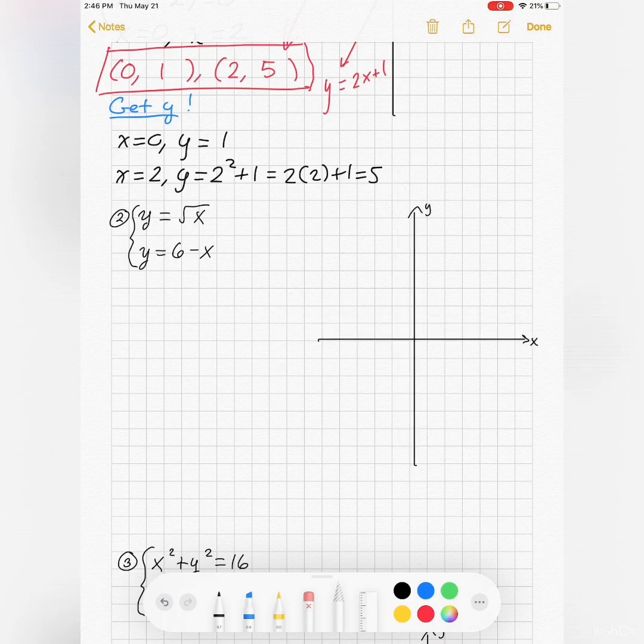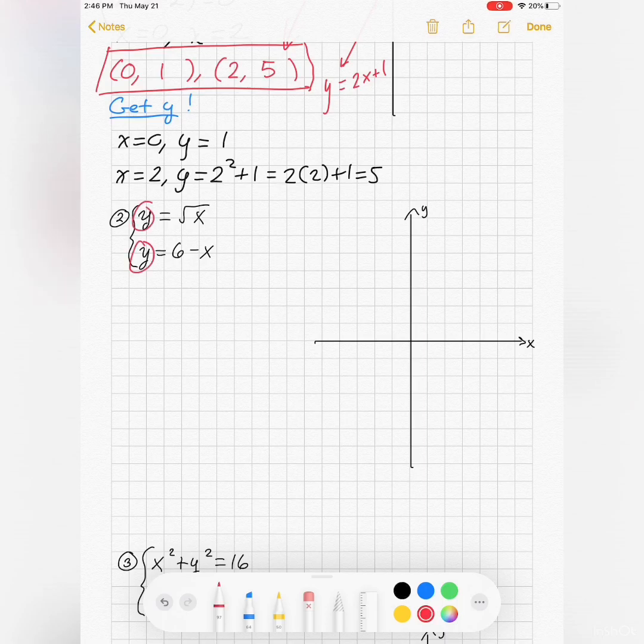Put this down a little bit. Okay, let me try just solving this first. This is another problem where both equations are already solved for y. So my substitution is really just setting the two equations equal.